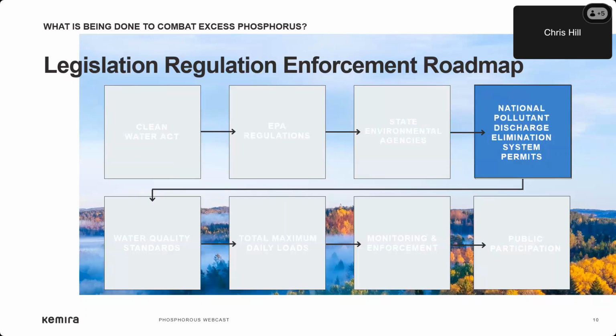Next is National Pollutant Discharge Elimination System permits, NPDES permits. States issue NPDES permits to regulate point source discharges of pollutants, including phosphorus. Permits include specific limits and monitoring requirements.